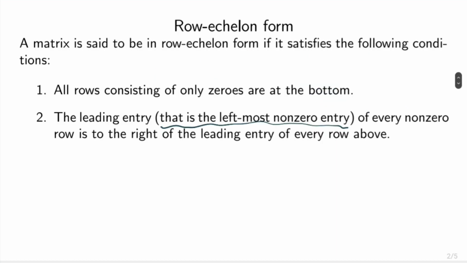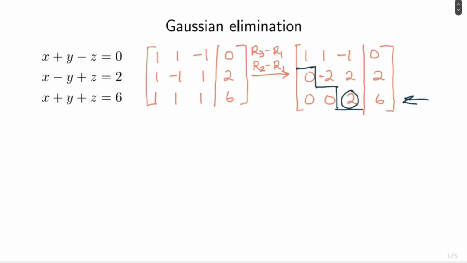And we are saying that the leading entry of every non-zero row is to the right of the leading entry of every row above. So you look at the leading entry of this row, this is that. Look at the leading entry of this row, that's the minus 2. And then the leading entry of this row is 1. It's saying that the leading entry of this row, let's say the third row, must be to the right of the leading entry of this row. And indeed, it is to the right. And then the leading entry of this row, which is the minus 2, must also be to the right of the leading entry of this row. So that is what it means to put the matrix in row echelon form.